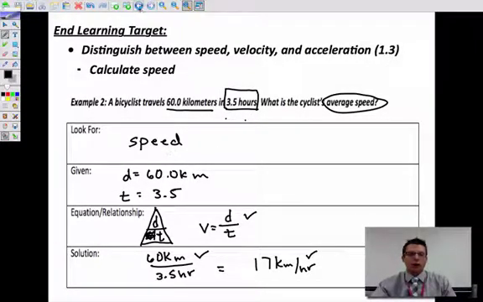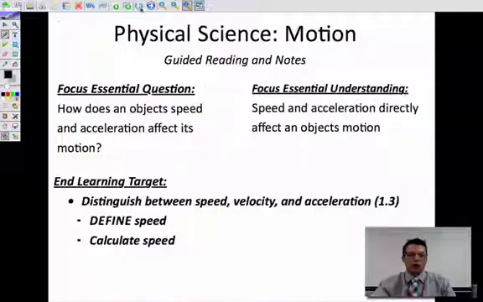All right, so let's go back. What did we learn today? Well, we defined speed and we calculated speed. This will help us answer our essential question of how does an object's speed and acceleration affect its motion.